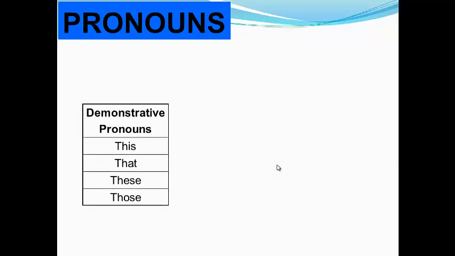Demonstrative pronouns substitute nouns. They are used to point out animate or inanimate objects. This is used to point out animate or inanimate objects which are singular and near.